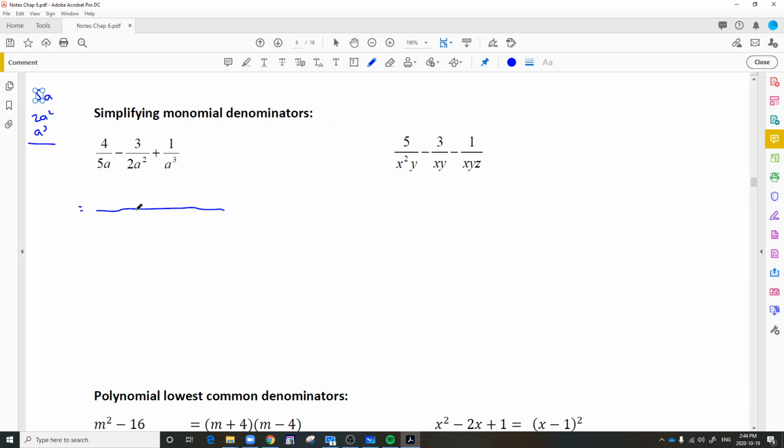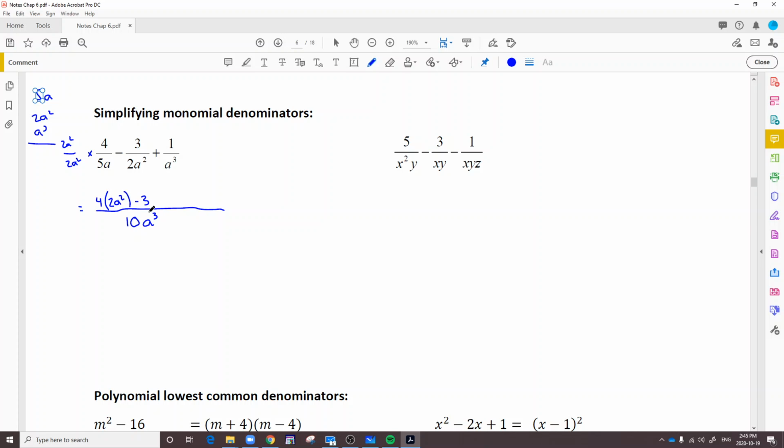And what I've found is that I write my common denominator. So if I have a 5, a 2, and a 1, my lowest common denominator is going to have a 10. And if I have an a squared and an a cubed, my common denominator is going to have an a cubed. Then I'm looking at what do I have to multiply this term by to get 10a cubed? Well, I'd have to multiply by 2a squared, top and bottom. So what I write here is I write the 4, and then I go times 2a squared.